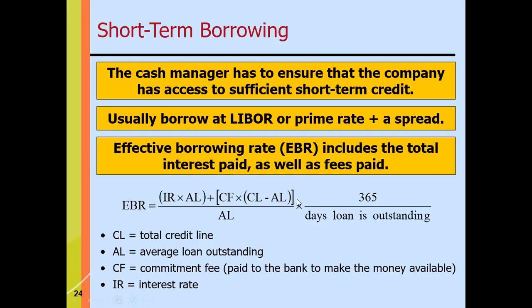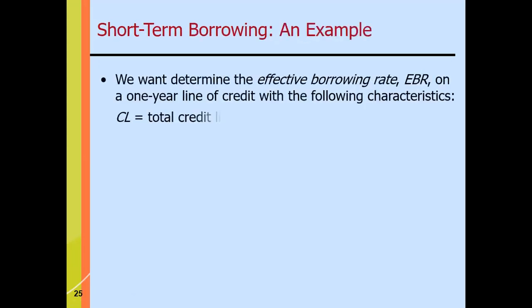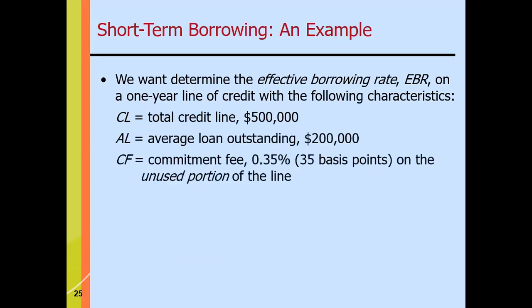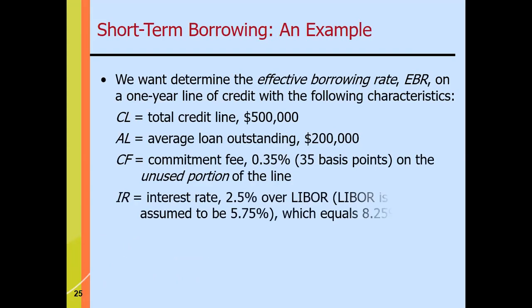Then another one would be an example. We want to determine the effective borrowing rate, or EBR, on a 1-year line of credit with the following characteristics. So we have CL, total credit line of $500,000, average loan outstanding of $200,000, the commitment fee of 0.35% or 35 basis points on the unused portion of the line. This is banking practice and banking information. It would depend on a bank-to-bank basis.